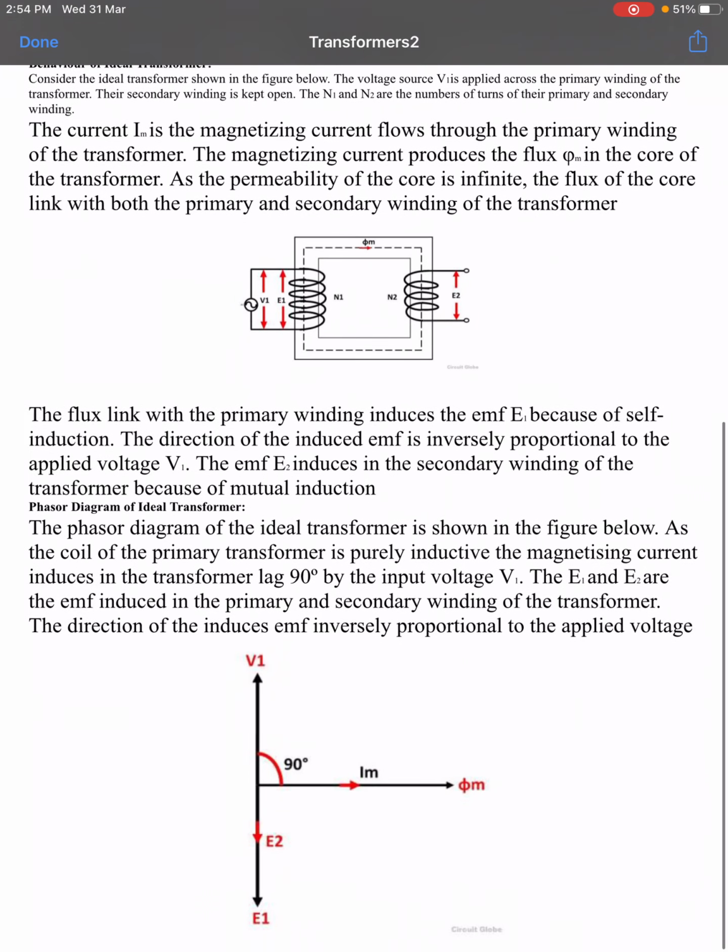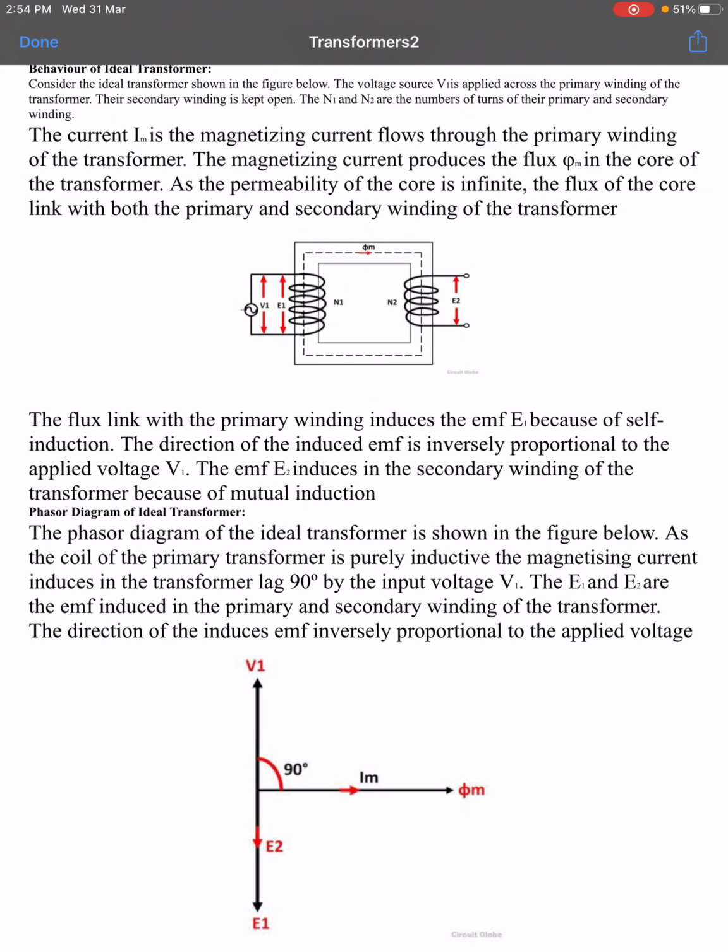Now we will discuss the phasor diagram for the ideal transformer. In the ideal transformer, the purely inductive magnetizing current lags the input voltage by 90 degrees. Here this is the flux phi m, the magnetizing flux. The magnetizing current is in phase with the flux.